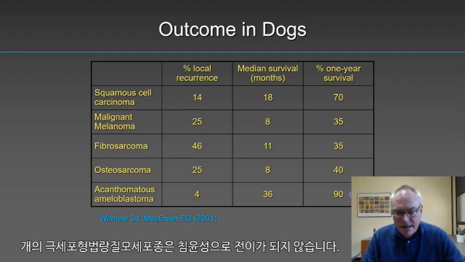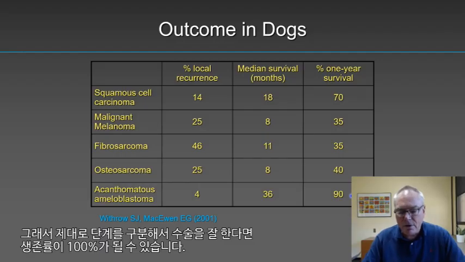For the canine acanthomatous ameloblastoma, which is a tumor type that infiltrates but never metastasizes, if you stage these cases properly and you perform the surgery correctly, there is no reason why this figure should not be 100%. So again, these are figures from the literature, but you have to put them in perspective.